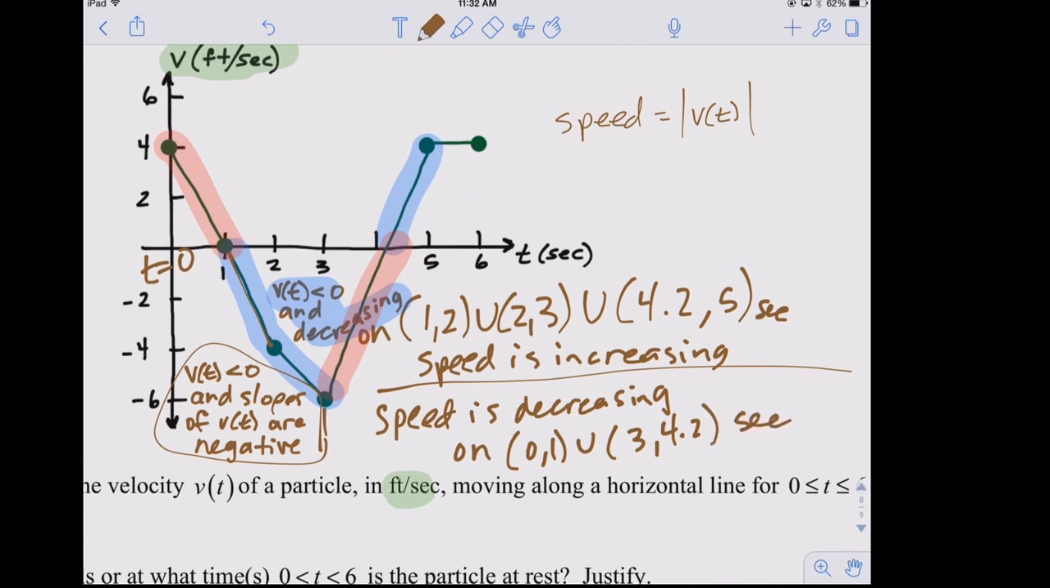And again, if you wanted to justify it, let's justify it for 0 to 1. Since on this interval, v of t is greater than 0 and decreasing. That means that the y values are positive and the slopes are negative.